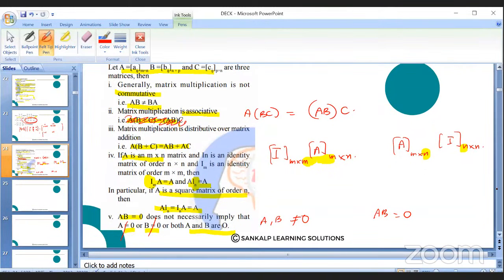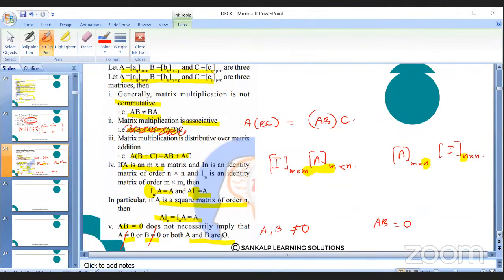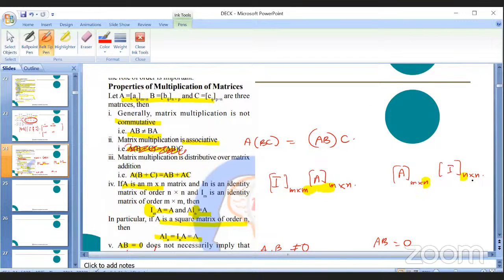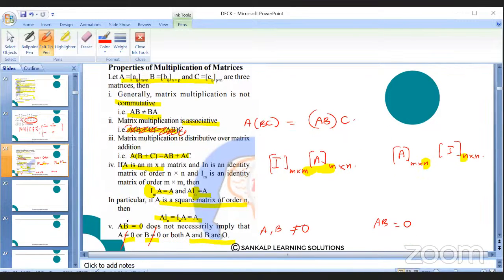That is a special case about the property of multiplication of matrices. So with this, we will end the class. In the next class, we will discuss more properties and we will do problems also.